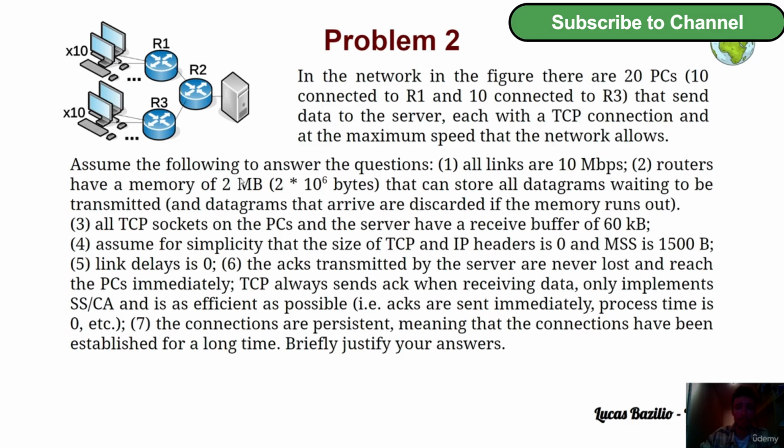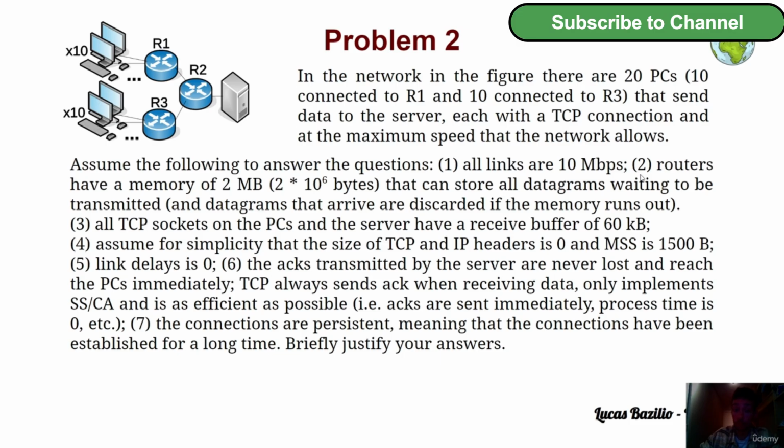Assume the following notions. Here we need to assume a given sequence of assumptions to answer the questions that are going to be in the next slide. The first assumption: all links are 10 megabits per second. This is basically indicating the speed of the links.